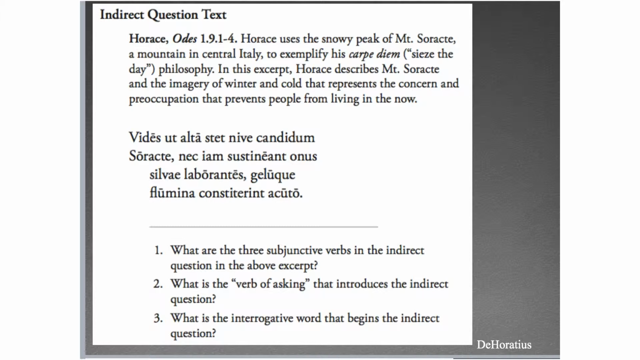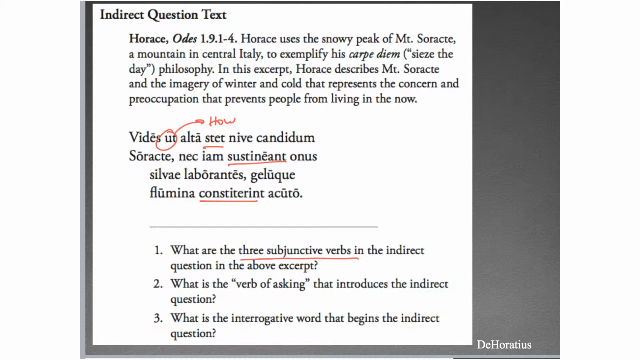Okay, so here's some examples, and it's hard to talk about them in the abstract, especially so many of them. All right? Okay, so there are 3 subjunctive verbs in an indirect question. So what are they? Stet, which is a first conjugation verb, sustineant, a second conjugation verb, and constituant, a third conjugation verb. And then what's the interrogative word that begins the indirect question? This is a little tricky because it's not commonly thought of as an interrogative word, but it is ut, and in this case, ut as an interrogative means how.